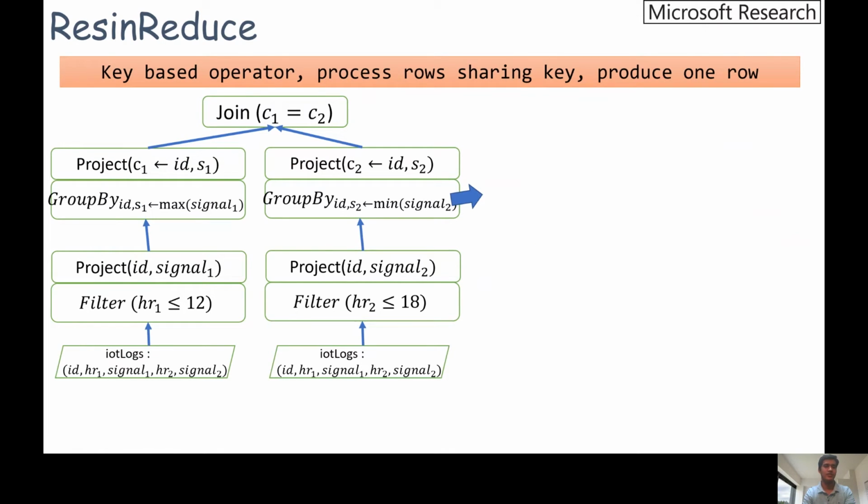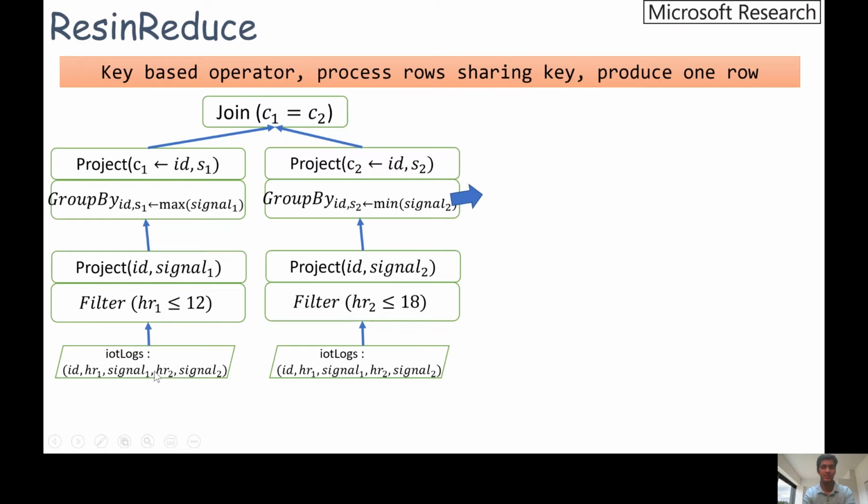Next, we introduce our RESIN reduce operator. RESIN reduce, as I mentioned, is a generic reduce operator, which means that it's a key-based operator which can process all rows that share the same key and produces 1 reduced output row per key. Here is an example of a query that RESIN reduce can implement.